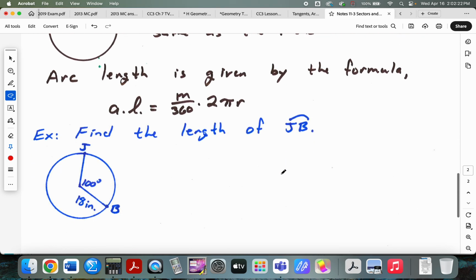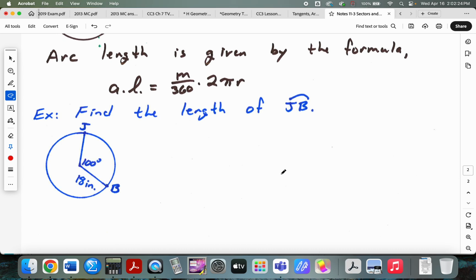So arc length is given by the formula. Arc length, AL, is m over 360 times 2 pi r. Where did that come from? What's 2 pi r? Circumference. So we're still doing what fraction of the circle do we have, but this time we're multiplying times the circumference instead of by the area.